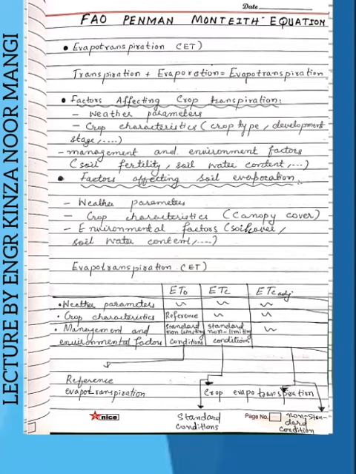In that condition, the evapotranspiration is known as reference evapotranspiration and is denoted as ET naught. Meaning in this condition only the weather parameter will be considered, the crop will be the reference crop, that is grass, and there will be standard non-limiting conditions.